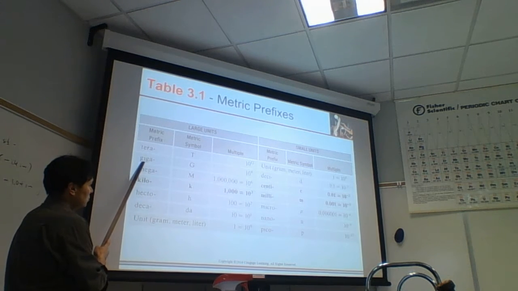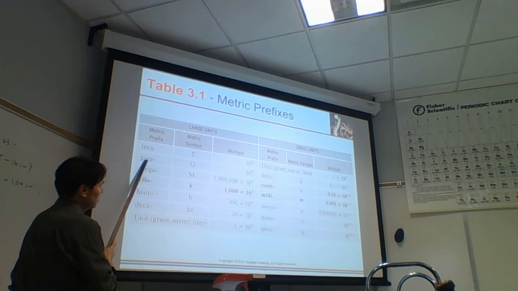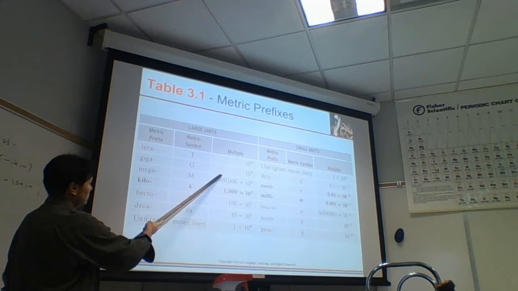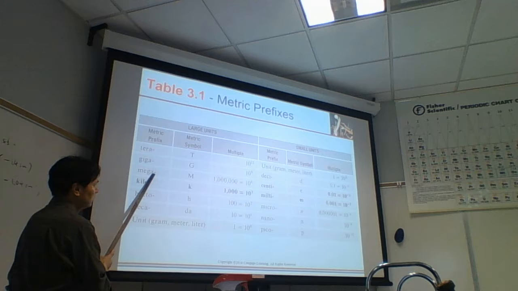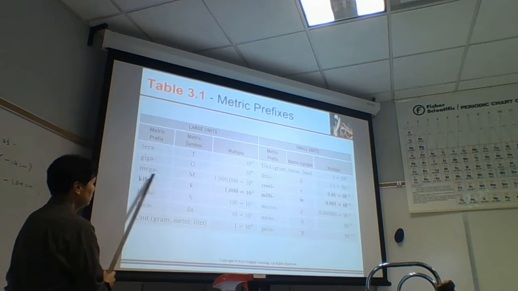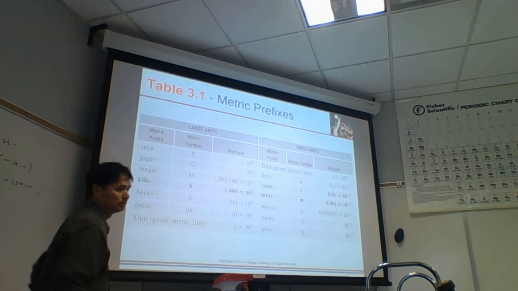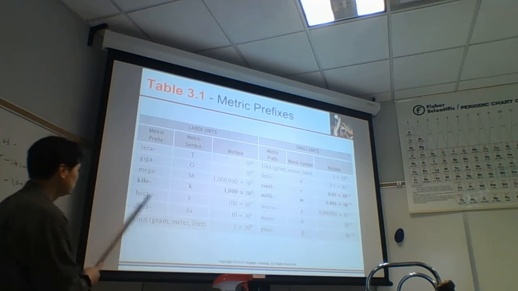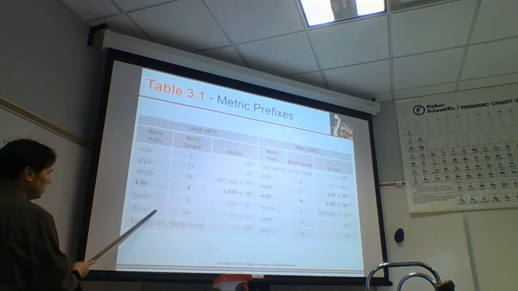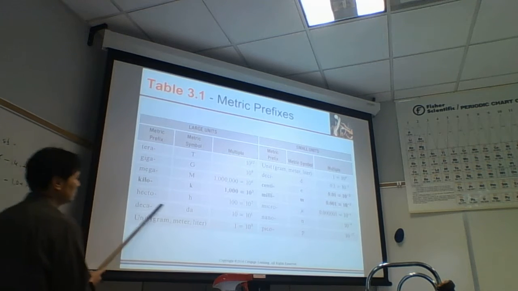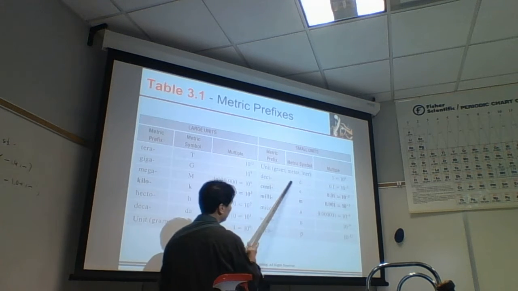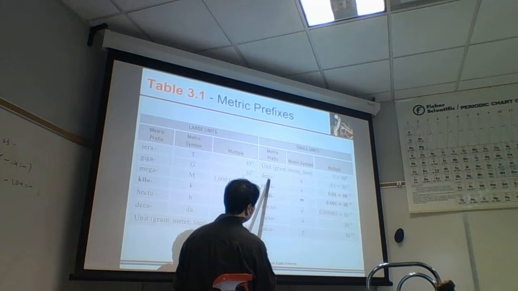Used to be gigabyte drives. Gigabytes are a billion bytes. Mega is a million. Kilo is 1,000. Hecto, I wouldn't bother. Deca, I wouldn't bother with that. Deci, biologists use deci. We don't use it that much.